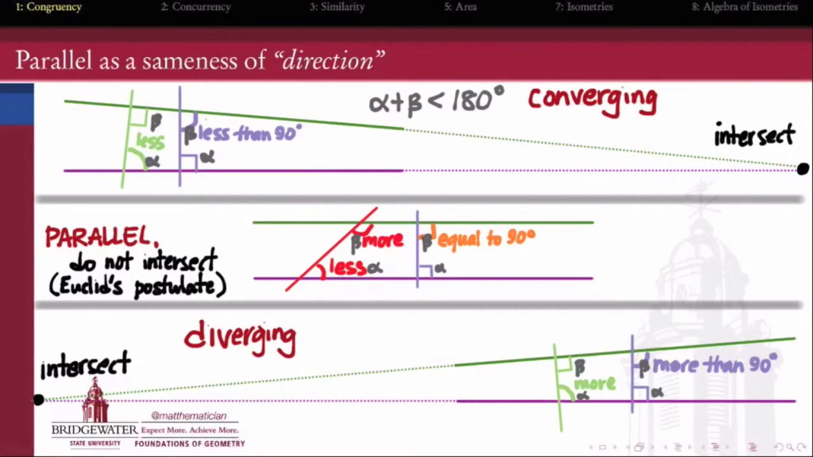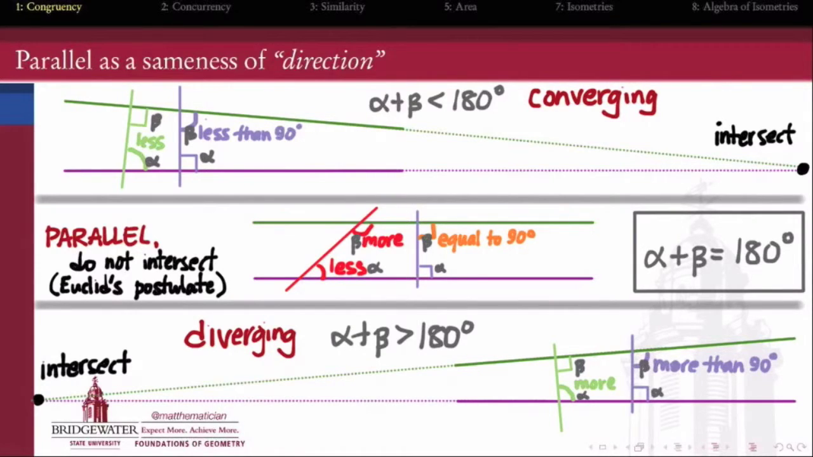For diverging lines on the bottom, the sum of my alpha and beta, no matter how I draw my transversal, is going to be greater than 180 degrees. And so one way of defining parallel lines is that I have a pair of lines such that any transversal that I draw that crosses both of those lines is going to create these two angles alpha and beta, and the sum of alpha and beta will be equal to 180 degrees no matter what.